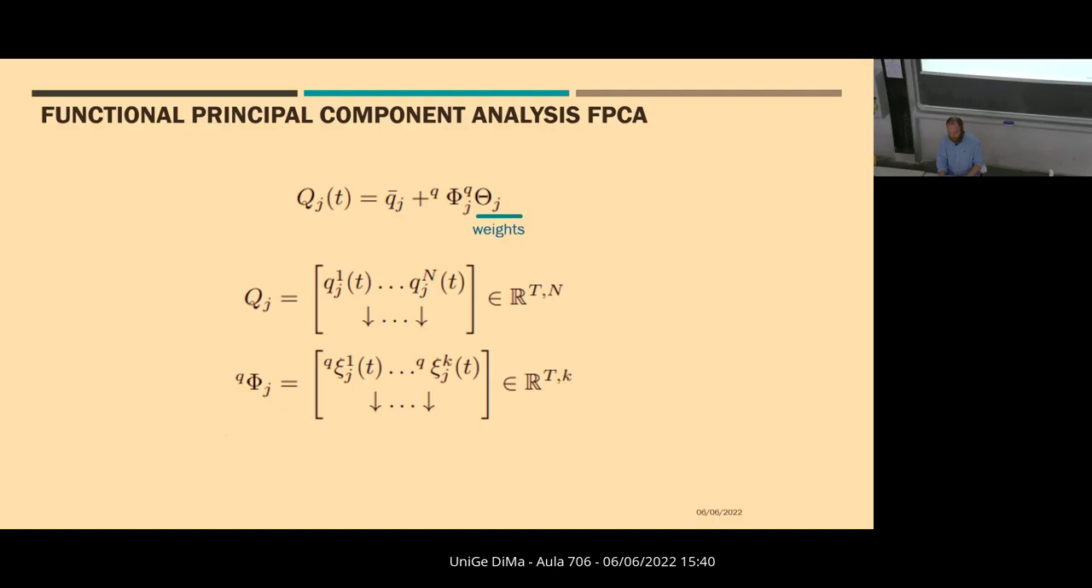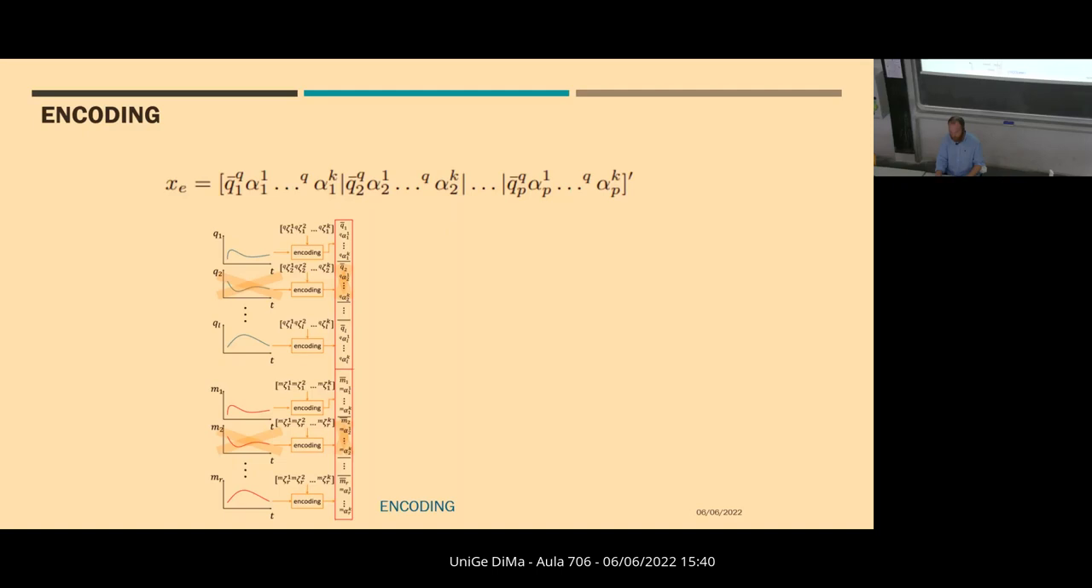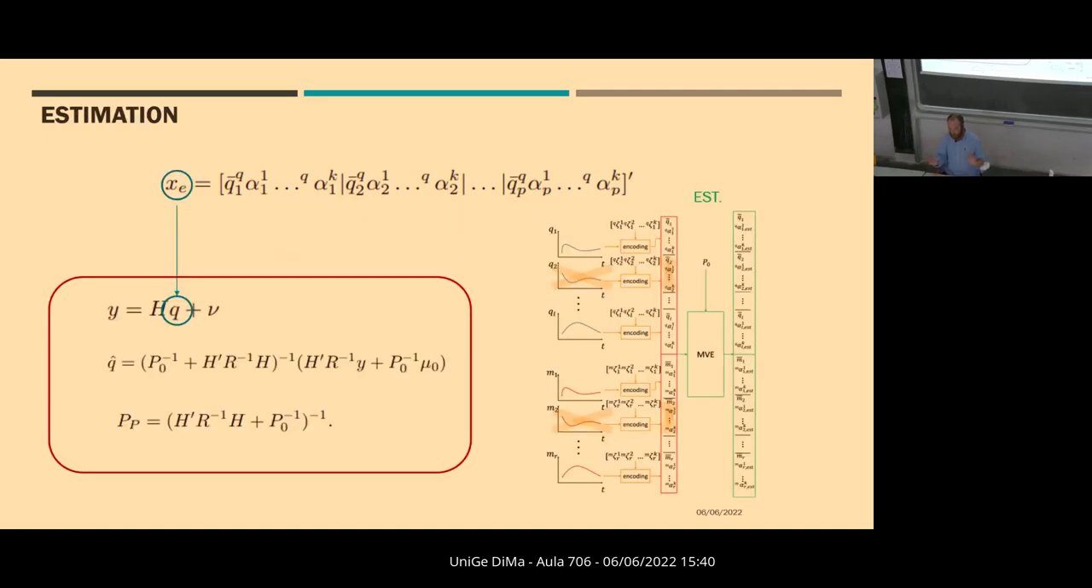Yeah, this is of course if we want to collect all the weights in a given matrix, but is the analogous something completely similar to what I mentioned before. So we have this extended state with the average trajectory and the weights of the functional principal component decomposition. And here we can directly apply what I showed you before for the static posture.